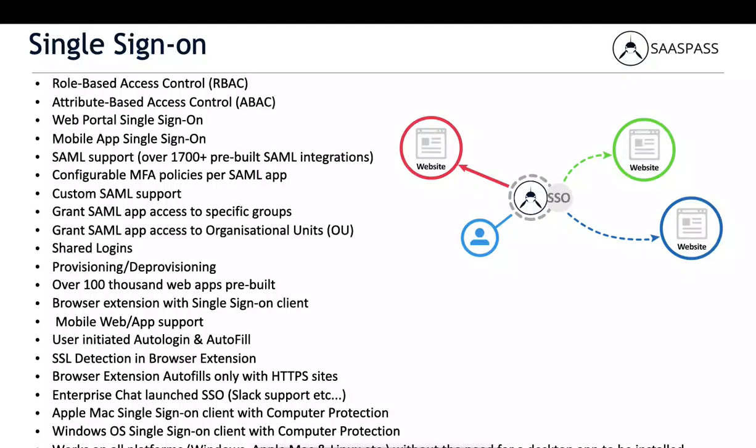In addition to that, SAASPASS also has its own generic protocol. So it's even more than 1,700 as SAML, because it has the generic SAML. Any application that doesn't exist within this list of 1,700 plus, you can, on your own, follow the generic instructions and do the SAML integration for that application, because we have a pre-built generic custom SAML for you to use to integrate any application or system that supports SAML.